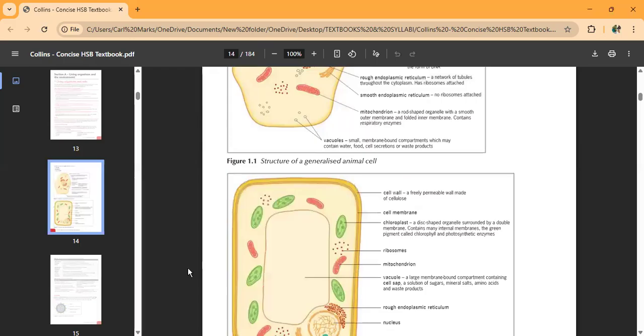So here on this diagram, as you can see, we have the cell wall right there. This is our cell wall. So the first thing bordering the cell is the cell wall. And then we move into the cell membrane, which is the next layer, right? So please remember, the cell wall is only present in the plant cell, right?